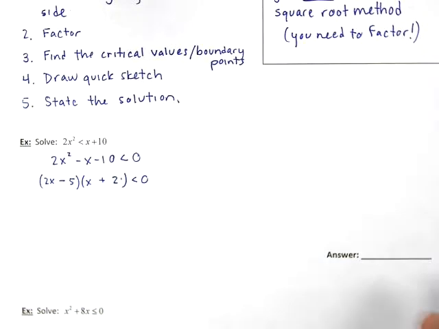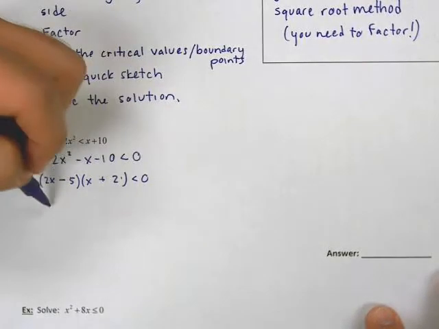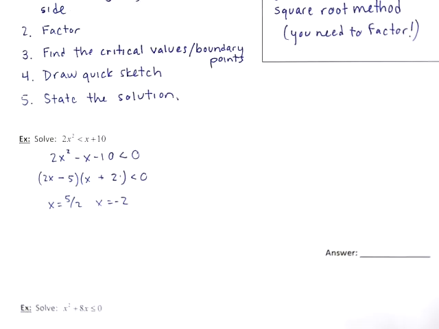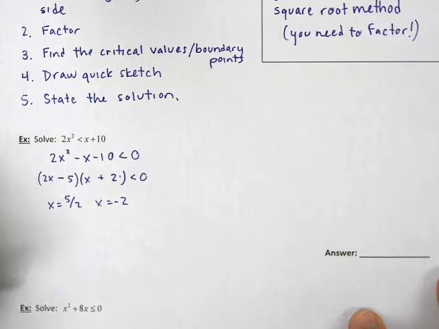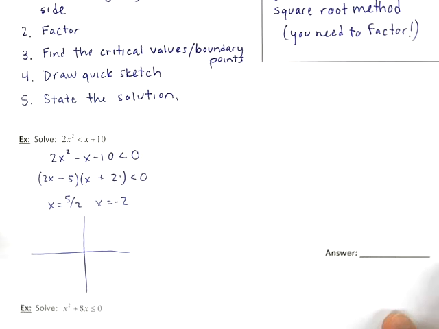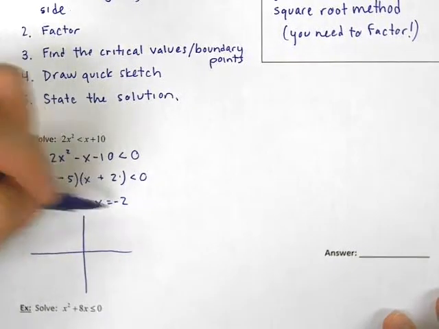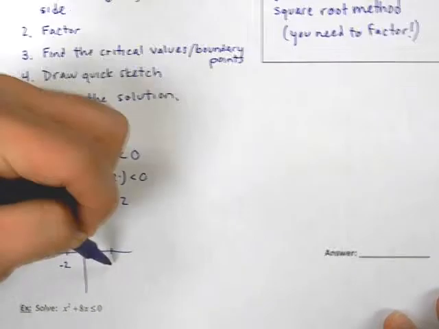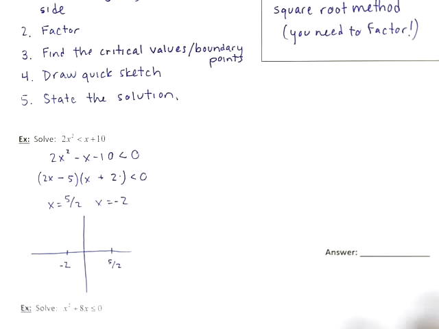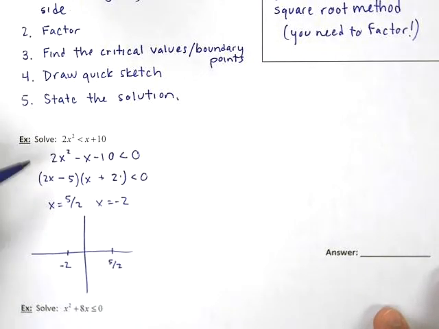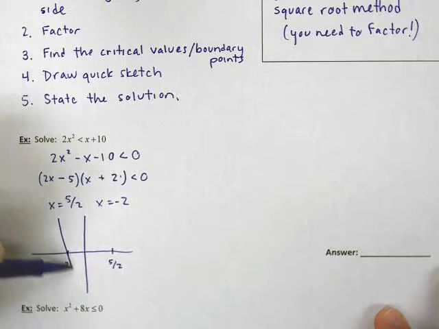So now I can get my critical values. My critical values, I use the same way as before, right? 5 halves, negative 2. All right, those are my critical values. So now I am done with step 3. The next thing I want you to do is draw a quick sketch. And by a quick sketch, I mean pretty quick. I know that I have intercepts at negative 2 and at 5 halves. I also know that my function is opening up. Okay, so I know I'm going to have to draw something like this.